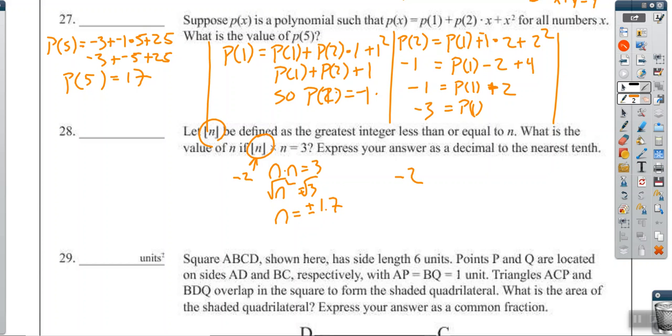So we know that -2 times a number has to equal 3. Well, what's that number? That means n has to equal -3/2, and it says expressed as a decimal to the nearest tenth. So n is equal to -1.5.